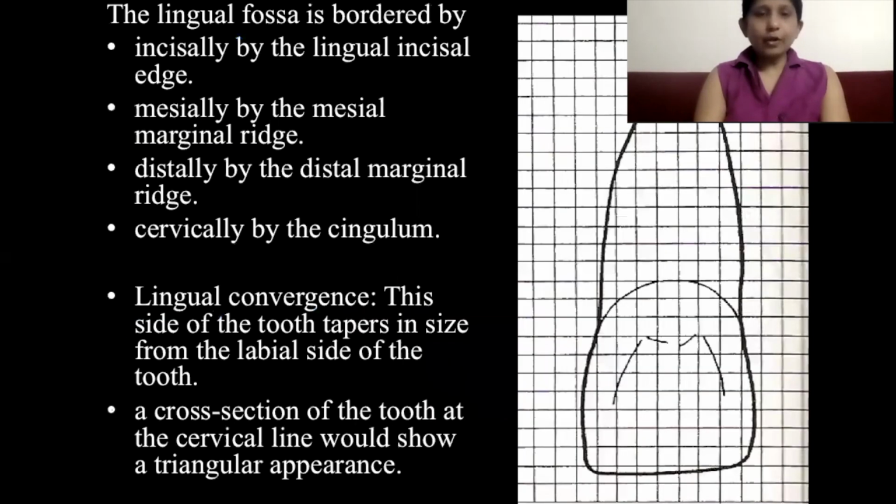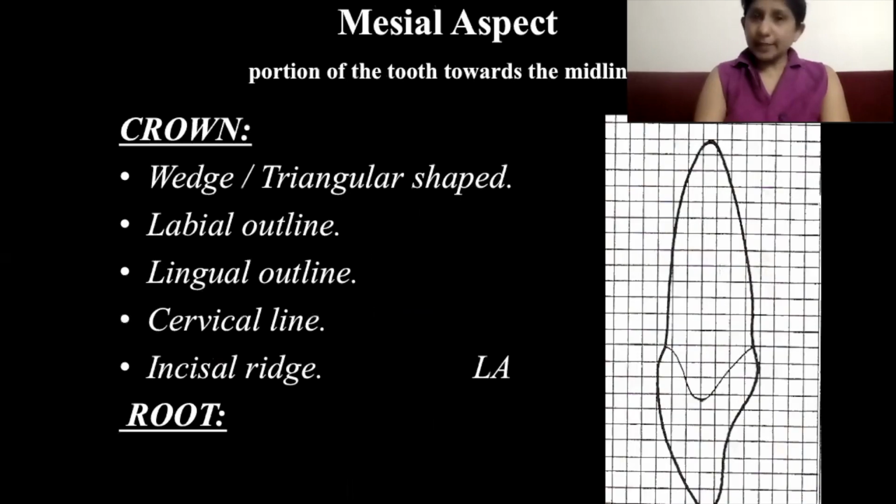And coming on to the mesial aspect. Now, the mesial aspect is when you basically turn the tooth in a mesial direction, and whatever was towards the midline is now what you are looking at. So this is the mesial aspect. The mesial aspect has a labial outline and a lingual outline. I'm talking about the crown. You can see where I'm moving my cursor. You can see a labial outline, a lingual outline, and a cervical line.